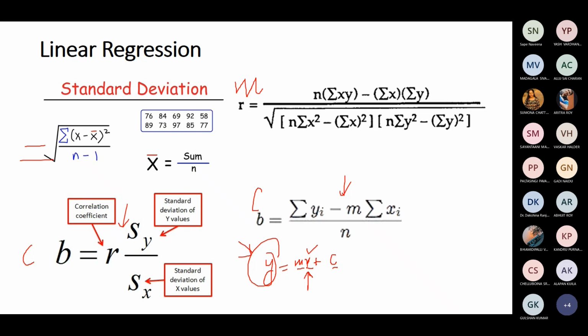Now if such problems are given to us, then it is very easy for us to compute the predicted value or the outcome. If we have more than one independent variable, suppose this is m1x1, then we also have m2x2.